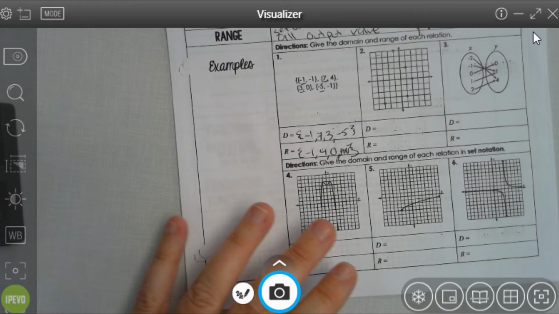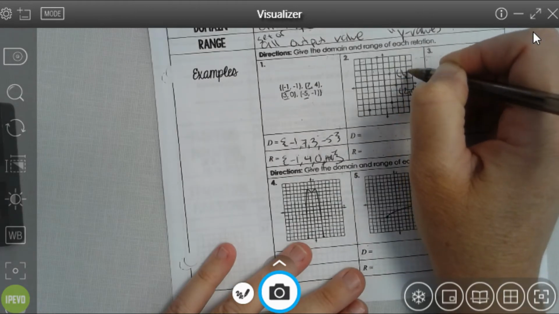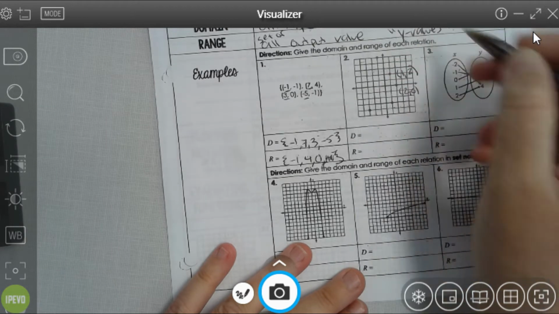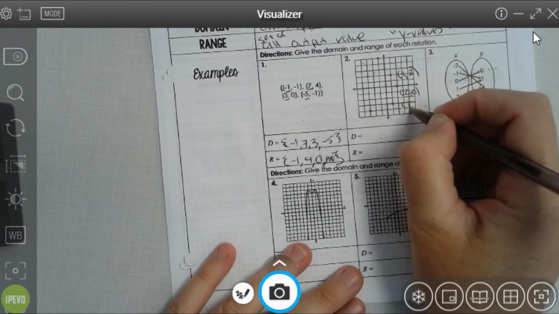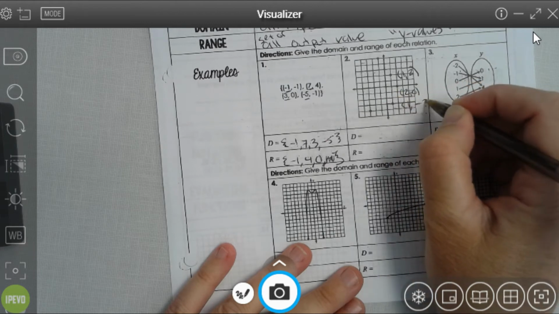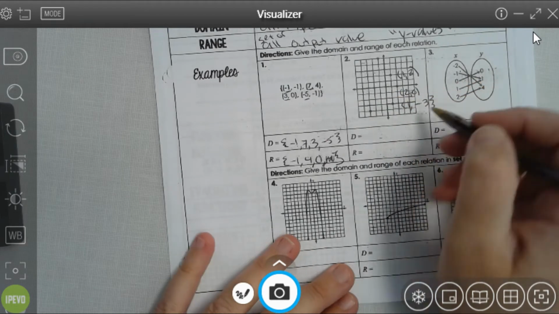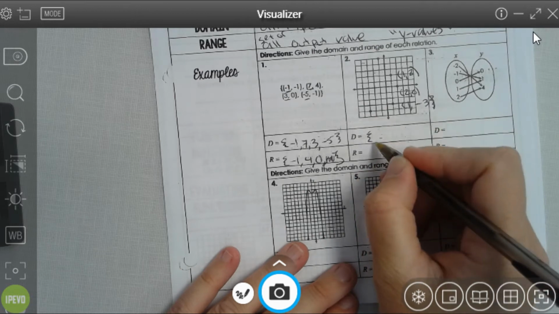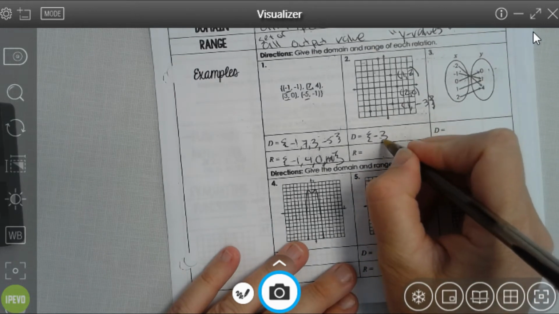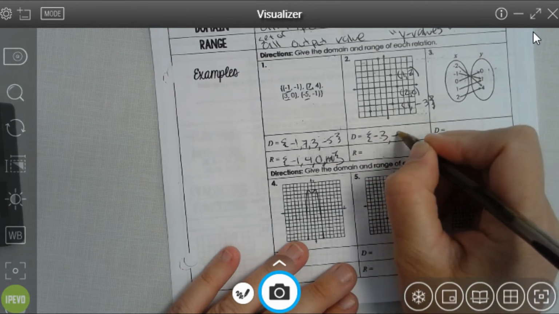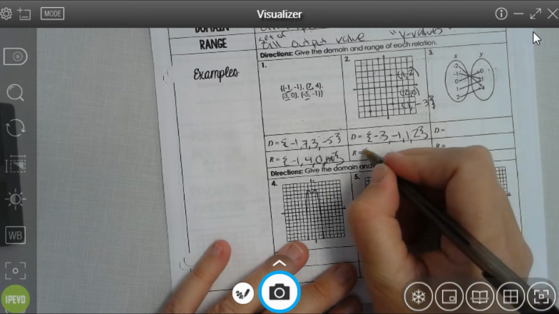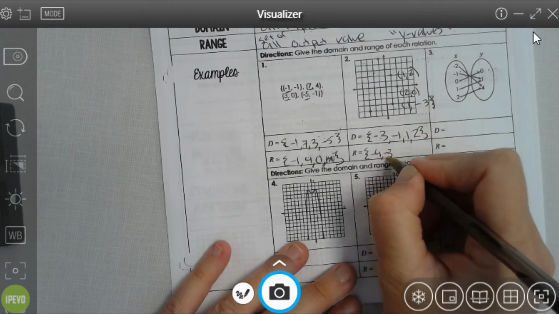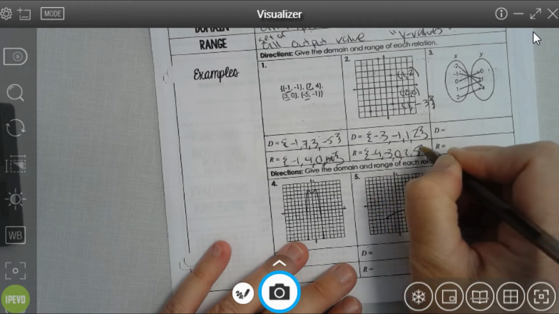Right here, you'd actually need to label these ordered pairs. So this would be (2, 0). This is (1, 2), and so on. Once you have labeled all of these points, this is (1, -3), and so on. Then I would label all the x values here: -3, -1, 1, and 2. And then for the range, I'd label all my y values: -4, -3, 0, 2, and 5.